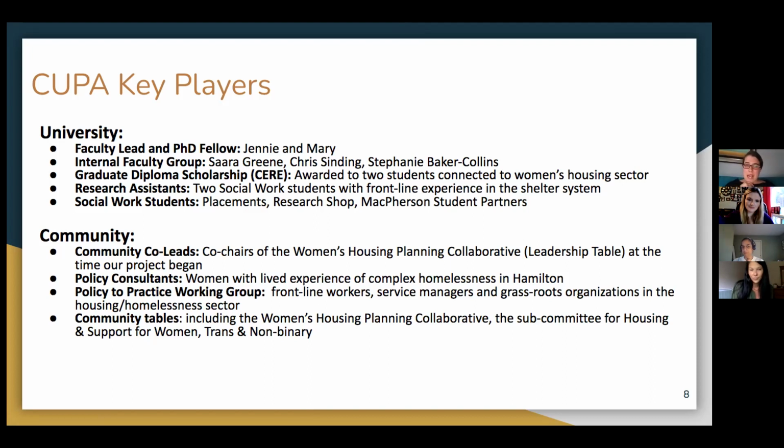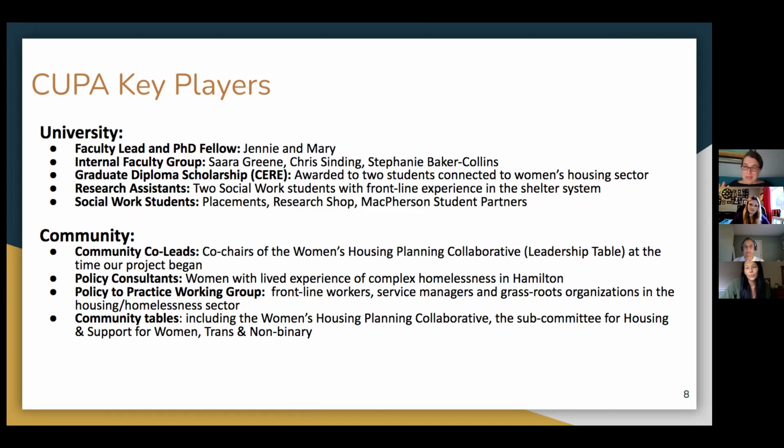We've hired 2 research assistants who are social work students who also have frontline experience in the shelter system. One of the things that was key, because of the goal of the project to advance the study of social policy, was that we really needed to make sure we were integrating students into the project in a meaningful way so that they were learning. In social work, we have 390 hours of placement experience in the 3rd and 4th year of a student's trajectory through the BSW program. So we've had placement students, and we've engaged with the research shop through the Office of Community Engagement and had a number of McPherson student partners involved in our work as well.